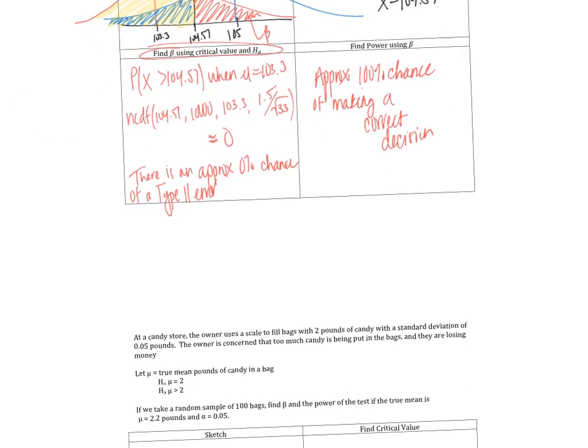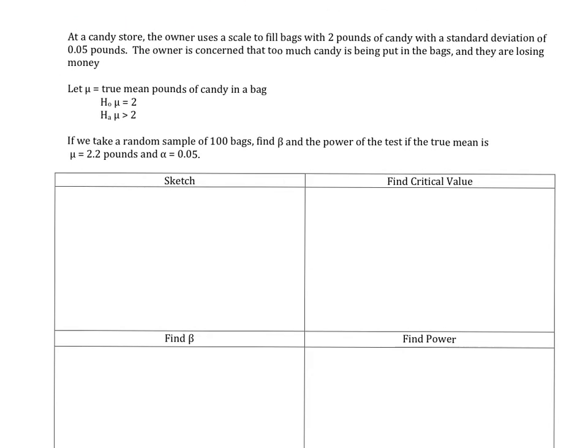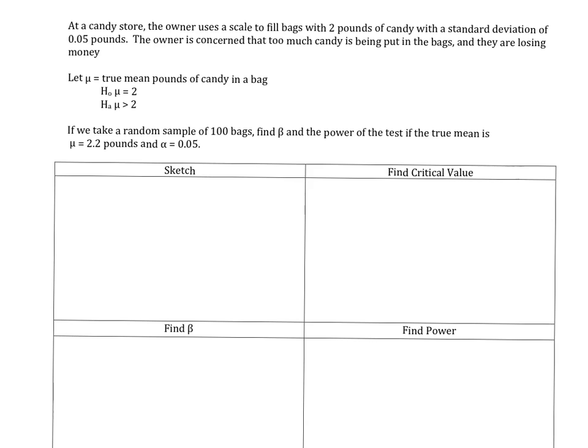All right, last one. A candy store owner uses a scale to fill bags with 2 pounds of candy with standard deviation of 0.05 pounds. The null is that mu is equal to 2. The alternate is that it's actually greater. And we took a sample to find it to be 2.2 pounds with alpha equaling 0.05.